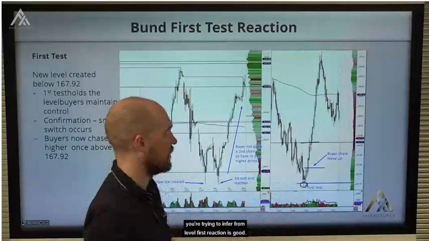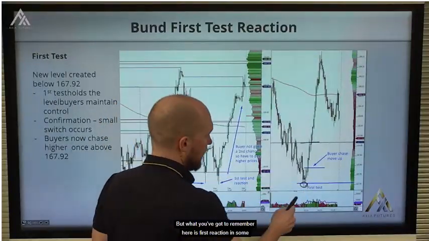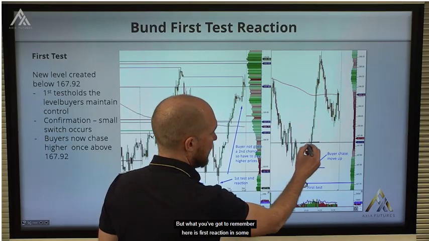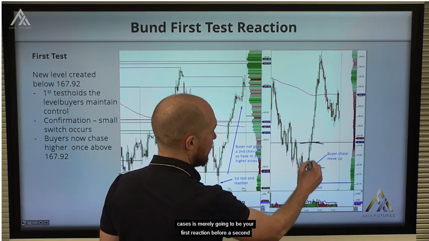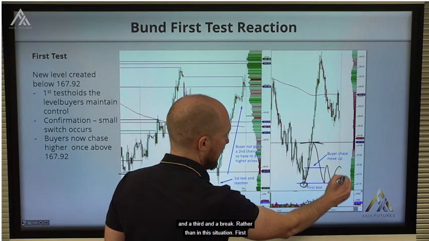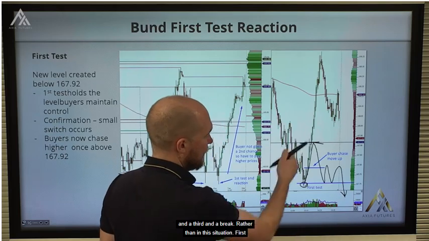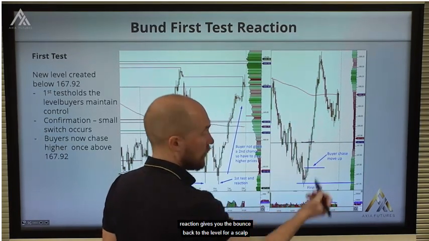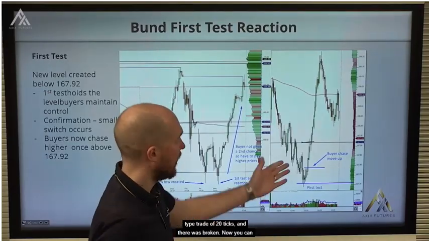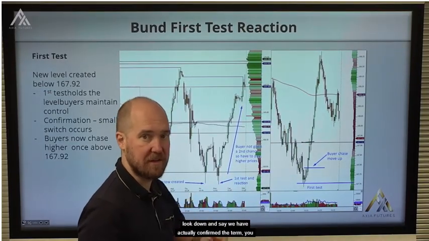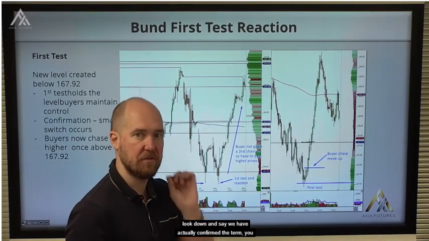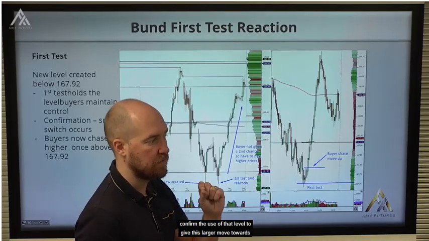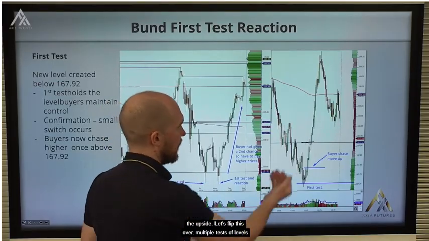First reaction is good. But what you've got to remember here is first reaction in some cases is merely going to be a first reaction before a second and a third and a break, rather than in this situation, first reaction gives you the bounce back to the level for a scalp type trade of 26. And then once broken, now you can look at that and say, we have actually confirmed the turn. You confirm the use of that level to give this larger move towards the upside.